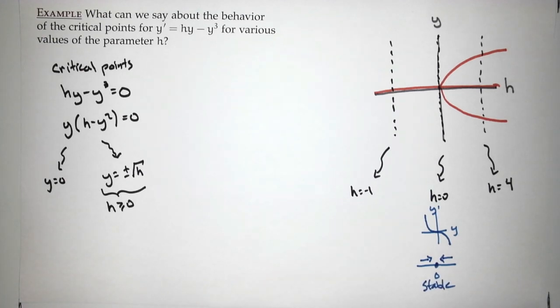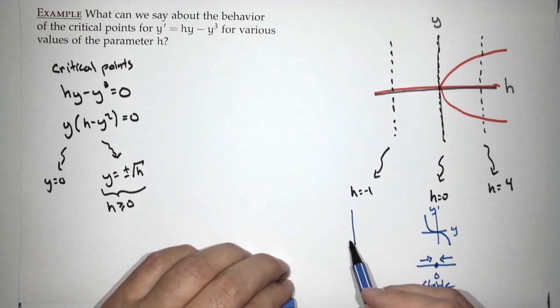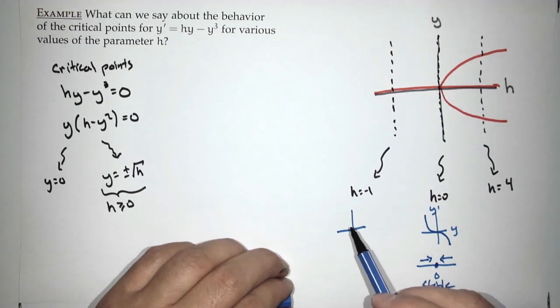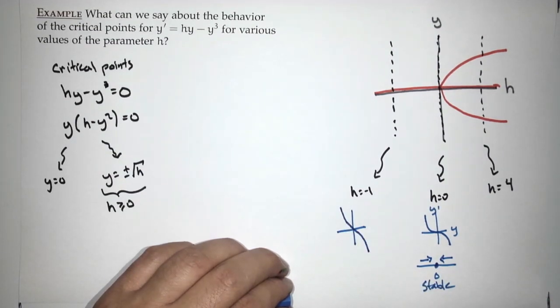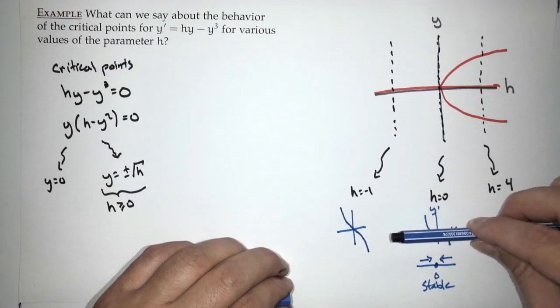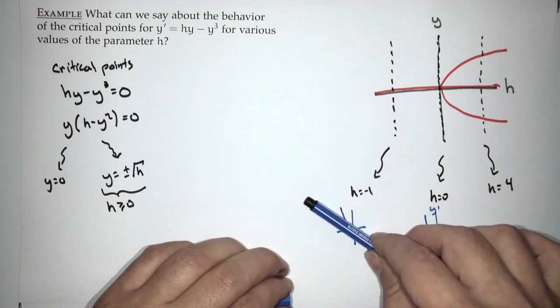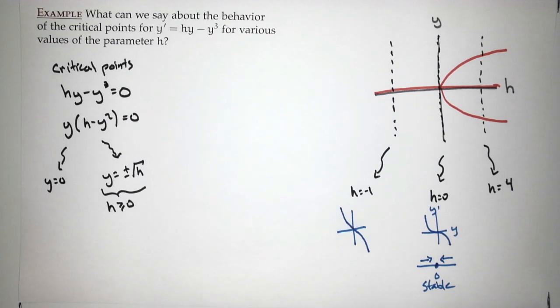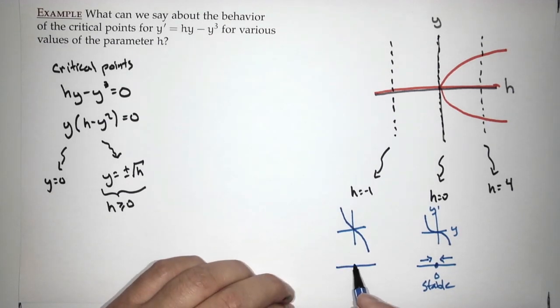Okay. Now, come over here. H is negative 1. Minus y cubed. In the interest of time, I'll tell you, it looks like this. So the difference here is if you look at the tangent line at this point, it's a flat tangent line as you pass through zero. Here it's a slightly steeper tangent line. That's essentially the only difference. All right, we have one critical point, still at zero. What kind of critical point is it? Yeah, it's still stable.